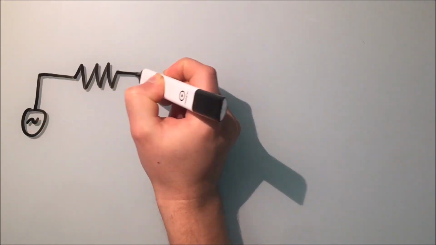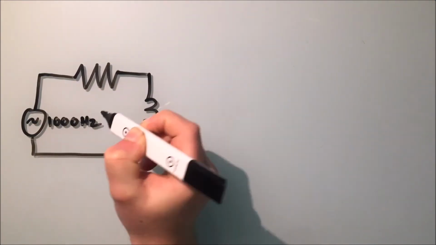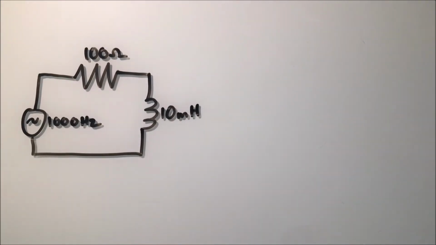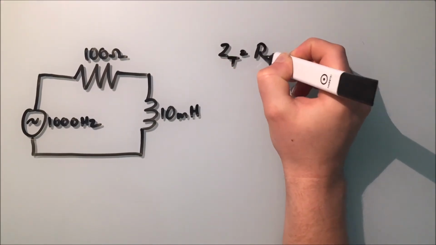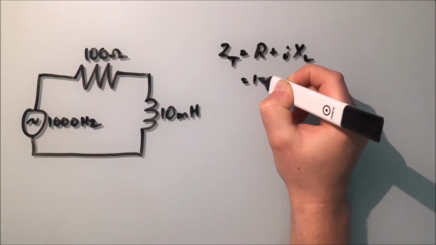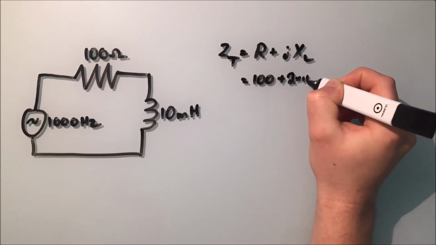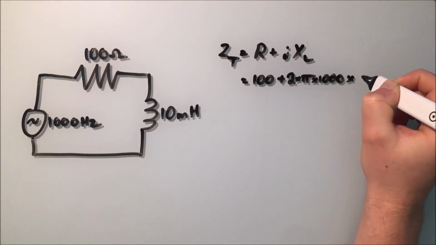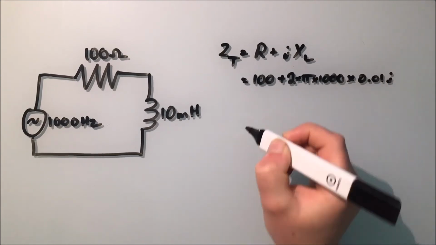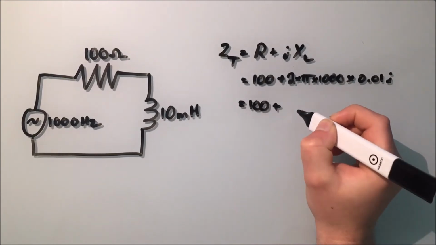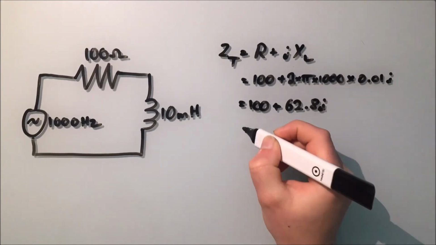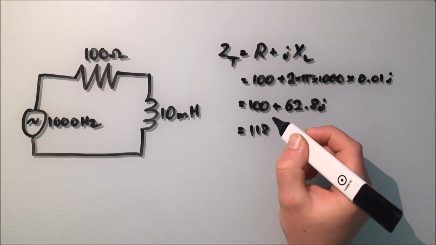Now let's take a look at an example. Here we have a 1000 Hz source with a 100 ohm resistor and a 10 mH inductor. The impedance of the circuit is the value of the resistor plus j times the value of the inductor, which comes out to be 100 plus 62.8j. In polar form, this is 118.1 with a phase angle of 32 degrees.